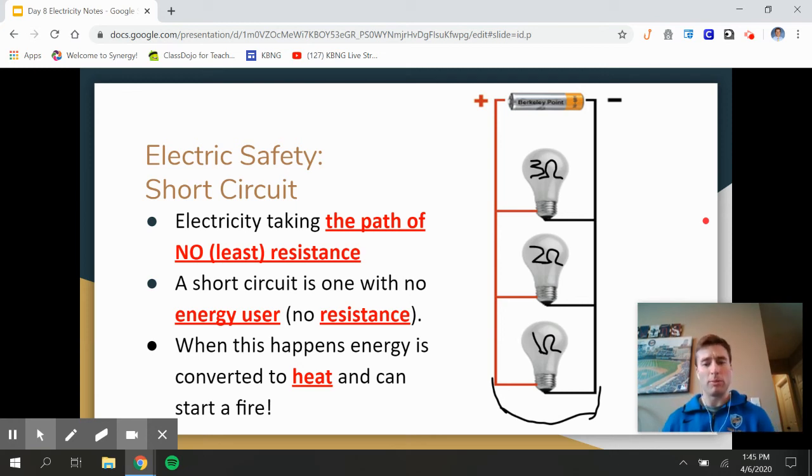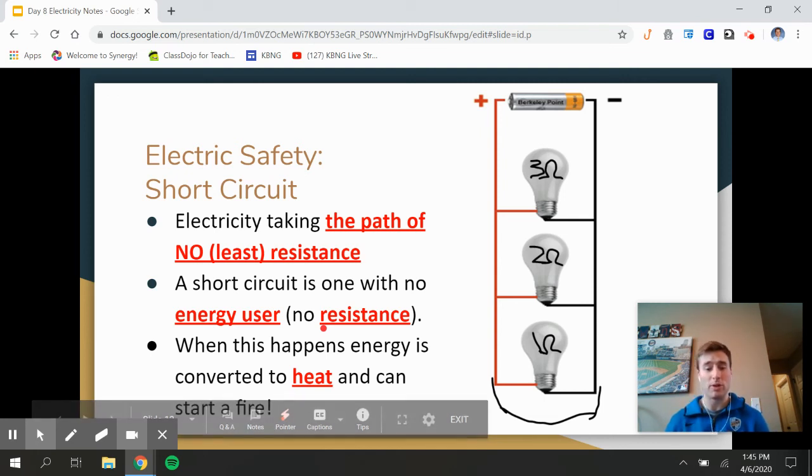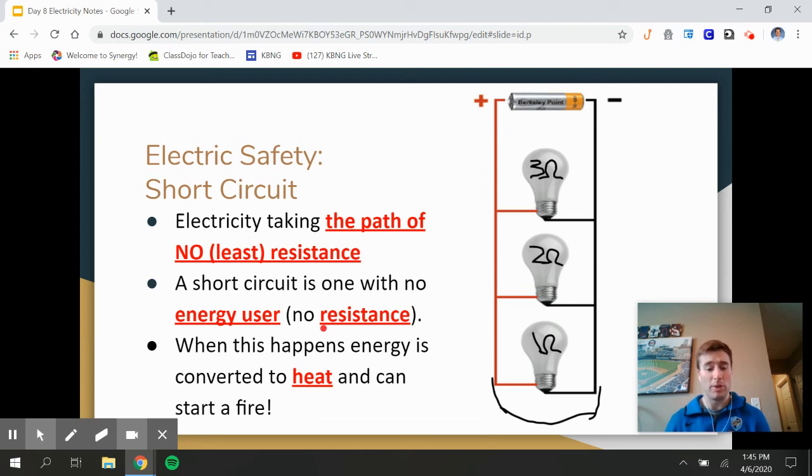The problem here is that there are things called short circuits. You've probably heard of them. Short circuits are when electricity takes a path of least resistance, meaning there's no resistor. There's no resistance to the flow of electrons going through that wire. And this is really dangerous because this is going to convert a lot of that electrical energy into heat energy, and this is how fires happen. So with older buildings or poor wiring, when a short circuit happens, that's when electrical fires start. So this is really a pretty big problem.